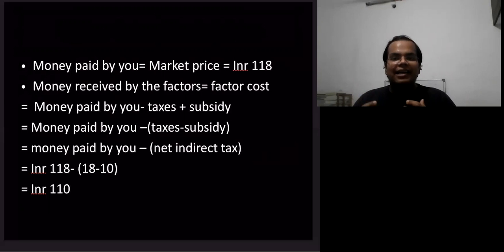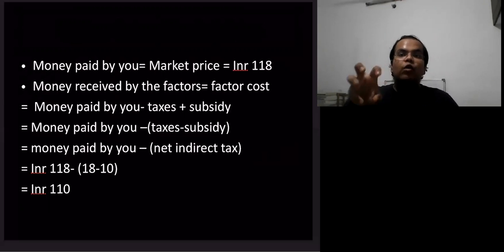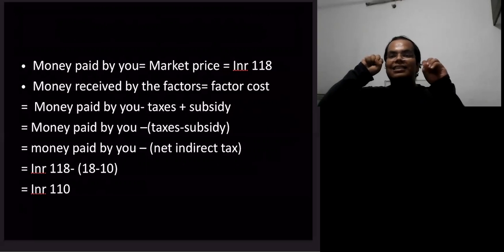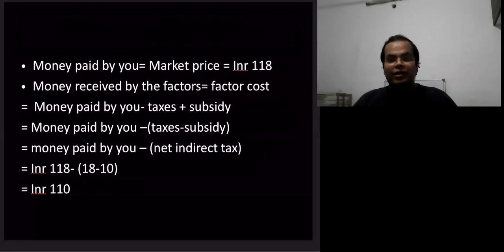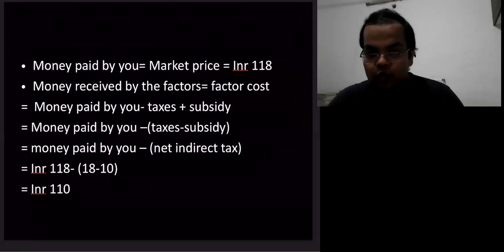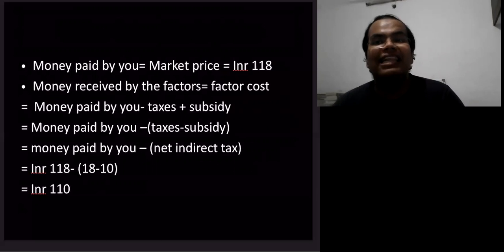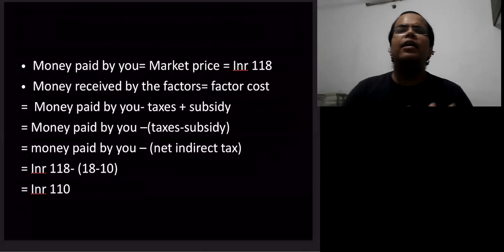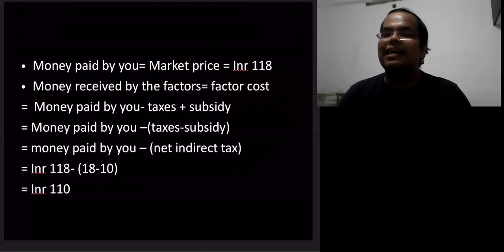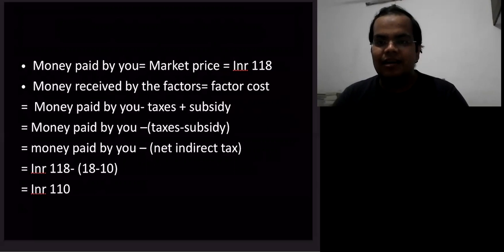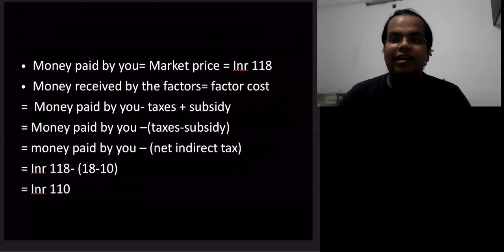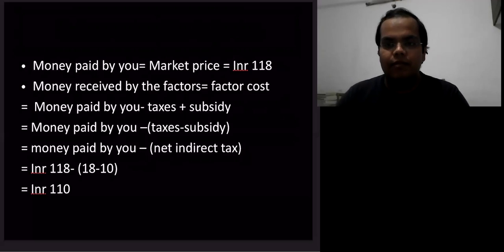So how much money has been taken out by the government? The government took out a tax of 18 rupees and at the same time it gave the farmer 10 rupees, right? So we can say 18 rupees was taken out and 10 rupees was given back by the government. So the government has effectively taken out 8 rupees, right? So that 8 rupees is going to be called the net indirect taxation. If I reduce it from the amount of money that I have paid, I'll get how much the factors are getting. The factors are going to get 118 rupees minus 8 rupees, that is 110 rupees.